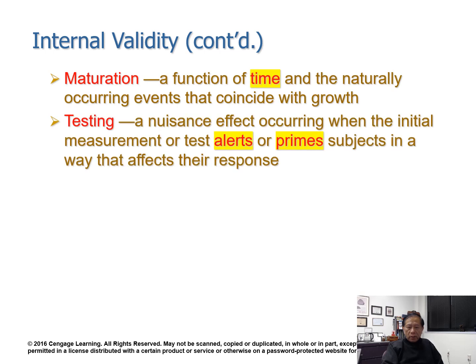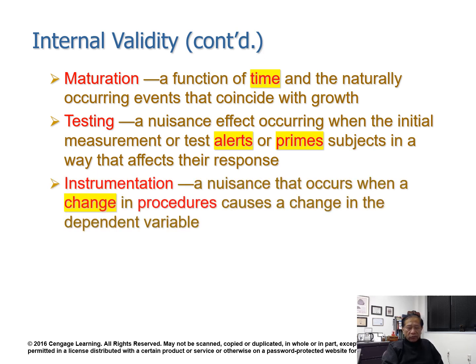Maturation is also affecting internal validity. That's a function of time and naturally occurring events that coincide with growth. Right? That's maturity. Testing effect is a nuisance effect occurring when the initial measurement or test alerts or primes subjects in a way that affects their response. Okay? That's the testing effect.